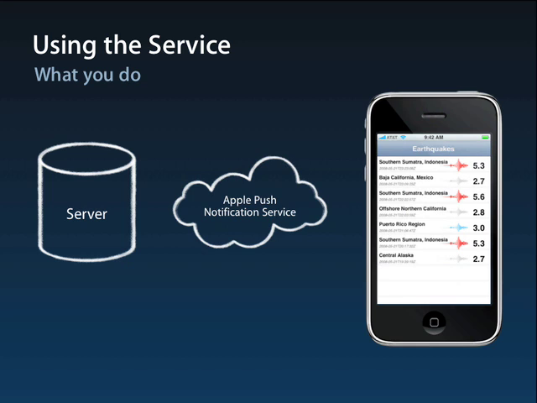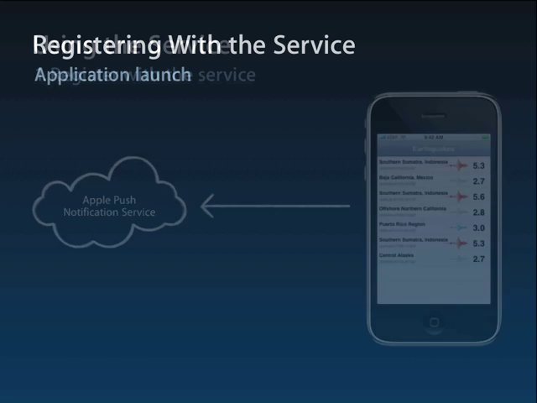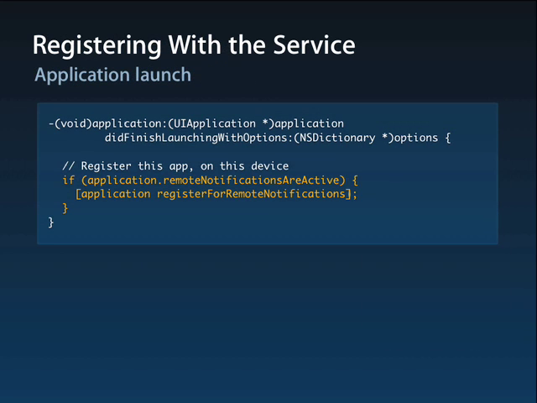This involves 4 simple steps. First, your iPhone app needs to register with the Apple Push Notification Service. This tells the service that a copy of your app on a specific device is ready to receive notifications. The code to do this is very simple. Just call the new registerForRemoteNotifications method on UIApplication after your app launches.